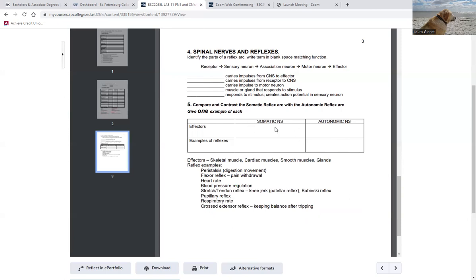All right, so somatic division is all the sensory neurons from everything other than any kind of special senses, really. So that's generally the motor component that goes to all the skeletal muscles. And the autonomic nervous system innervates smooth muscle, cardiac muscle, and glands. So that's really everything else. Okay, so then we have examples of reflexes here, for the somatic division and for the autonomic division.